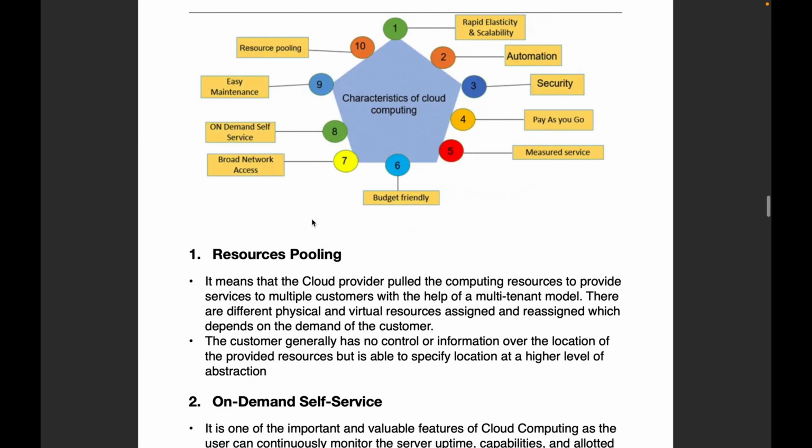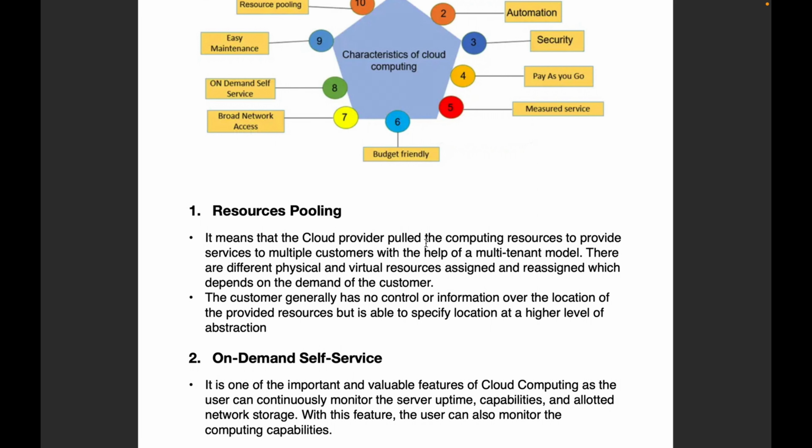So the first one is resource pooling. It means that the cloud provider pools the computing resources to provide services to multiple customers with the help of a multi-tenant model. Resource pooling is nothing but n number of people or n number of companies will be involved. For example, if we take Microsoft Azure, AWS or Google Cloud Platform, there are no restrictions on the users. Thousands of people, 10,000 people will be using it, and the resources are shared among the users.